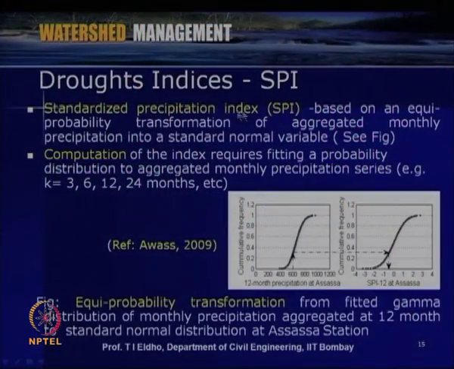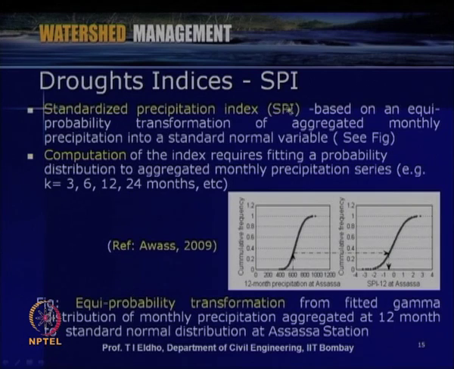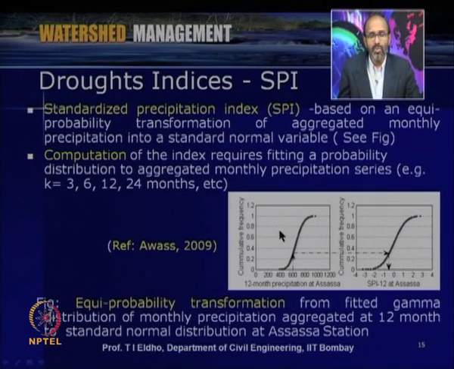Now, another very commonly used drought index is called the standardized precipitation index. So, let us look into various aspects of this standardized precipitation index. This SPI is based on an equiprobability transformation of aggregated monthly precipitation into a standardized normal variable. So, what we do is standardize the rainfall with respect to cumulative frequency, and then, for example, at a location called Asasa, the SPI we can derive is with respect to cumulative frequency.